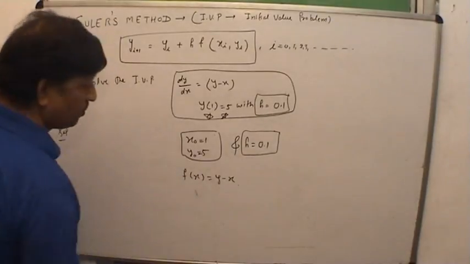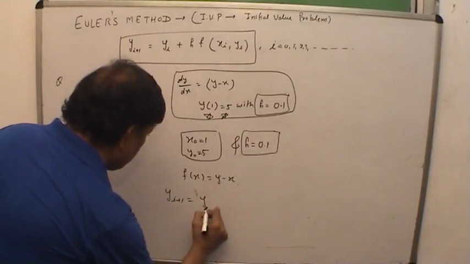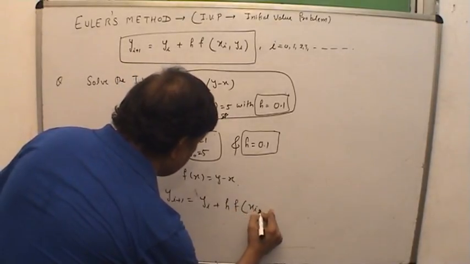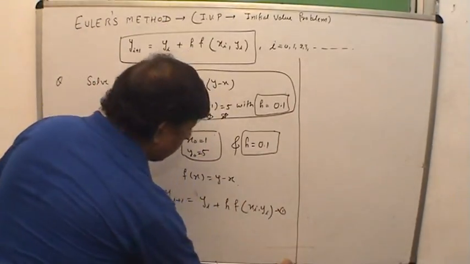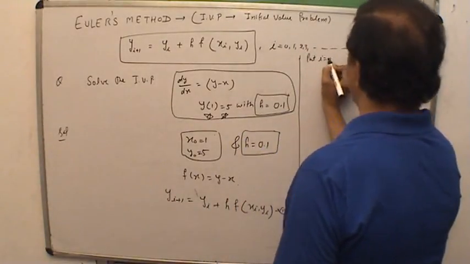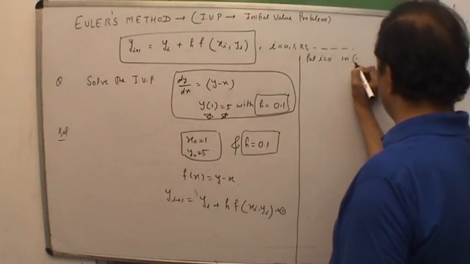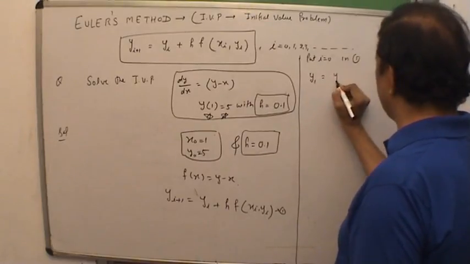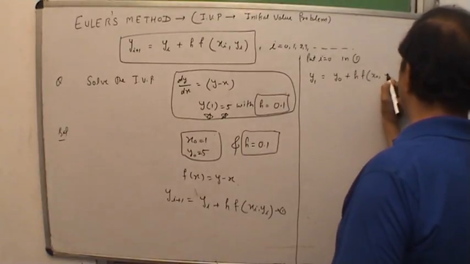These are the initial values provided to us and we note the formula y_{i+1} is equal to y_i plus h times f of x_i and y_i. Let us call it number 1 and we start our calculations. Put i is equal to 0, as we take the variation from 0. If we put i is equal to 0 in 1, we get y1 is equal to y0 plus h times f of x0 comma y0.